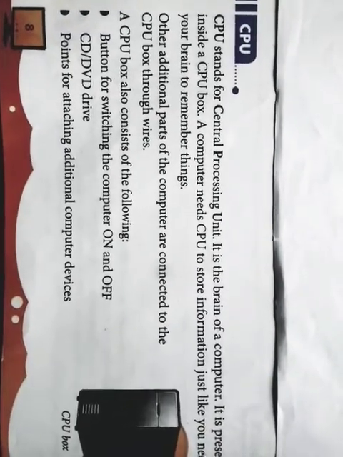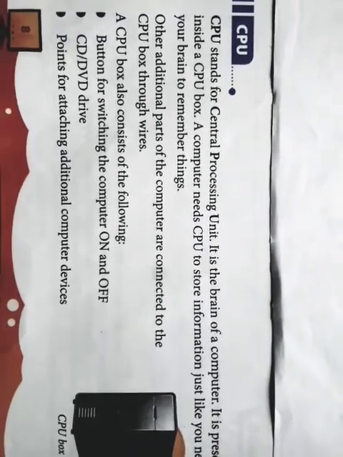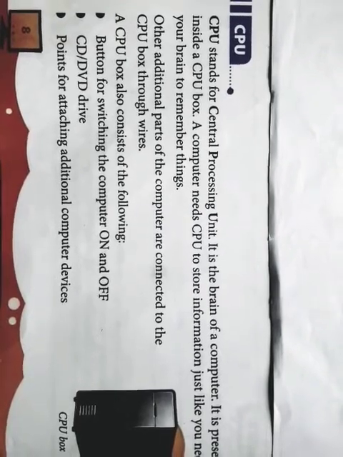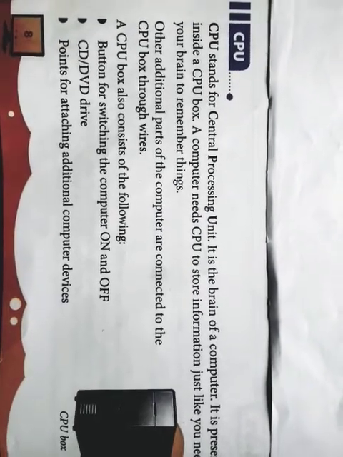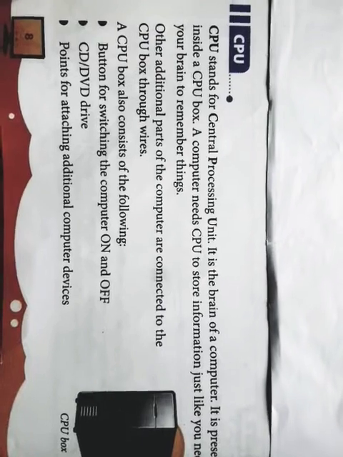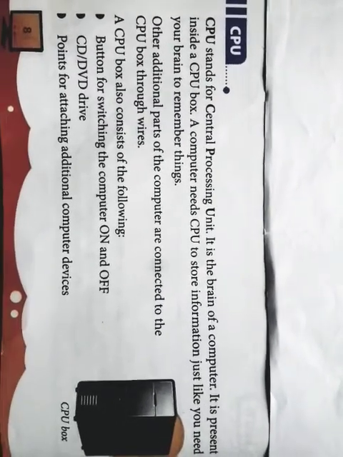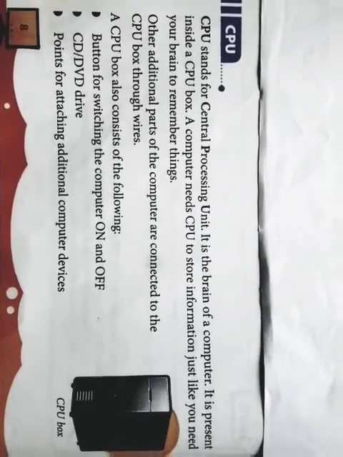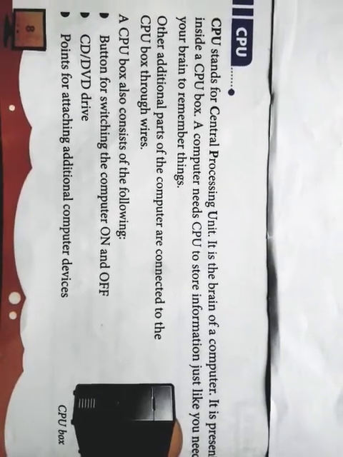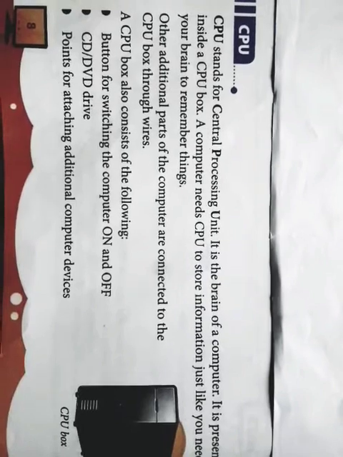Other additional parts of the computer are connected to the CPU box through wires. So which other parts are connected to CPU? Keyboard, mouse, monitor, printer, etc. These parts are connected to CPU by the wires.